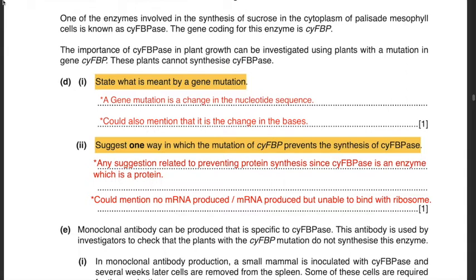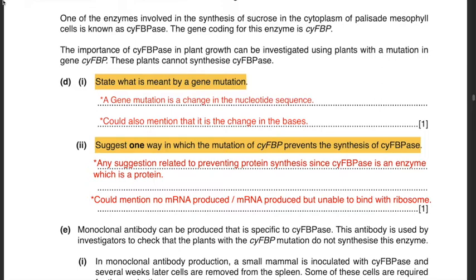Part 2. Suggest one way in which the mutation of Cy-FBP prevents the synthesis of Cy-FBPase. Any suggestion related to preventing protein synthesis, since Cy-FBPase is an enzyme and all enzymes are made up of proteins. You could mention that no mRNA is produced, hence if mRNA is not produced, then no translation would occur, which is a part of protein synthesis.